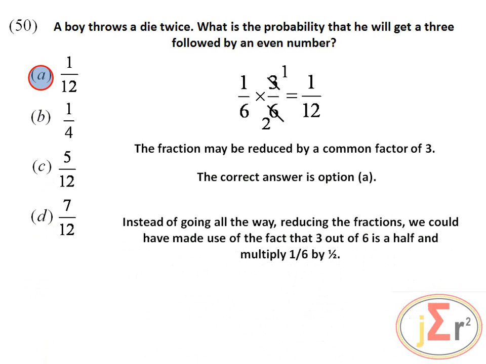Instead of going all the way, reducing the fractions, we could have made use of the fact that 3 out of 6 is a half and multiply that half by 1 over 6. So 3 out of 6 is a half. Multiply that by 1/6, we get 1/12.